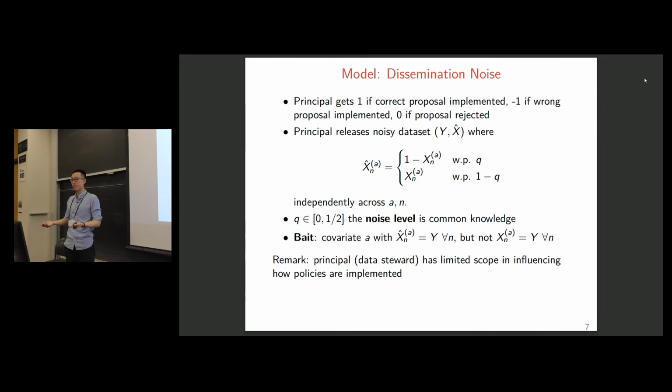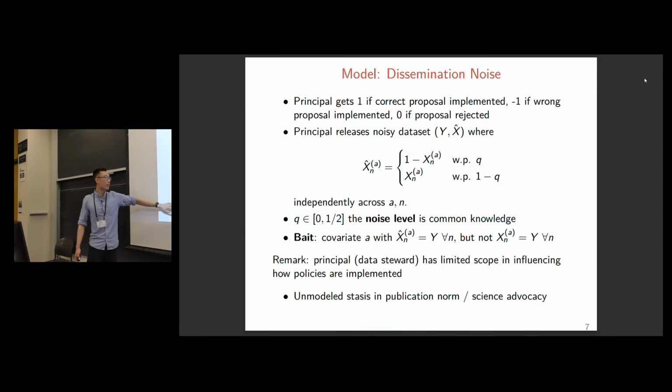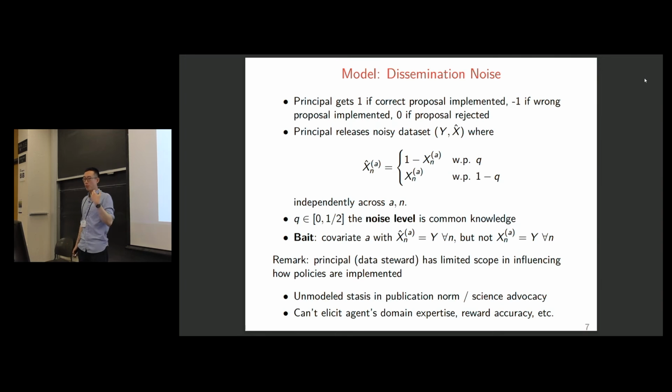Now, I'm going to be thinking of the principal as someone who has very limited scope in influencing how the policies are implemented. So I'm going to take as exogenously given the fact that we use this particular procedure for implementing the policies, right? So there's some kind of unmodeled stasis in the publication norm or in the science advocacy process. The principal here will be very powerless. They can't write a contract to elicit the agent's domain expertise, or write a contract to reward accuracy, or something like that. They're using the one tool at their disposal, namely the amount of noise injected into the data set before releasing it, and seeing how much we can do with that one tool.